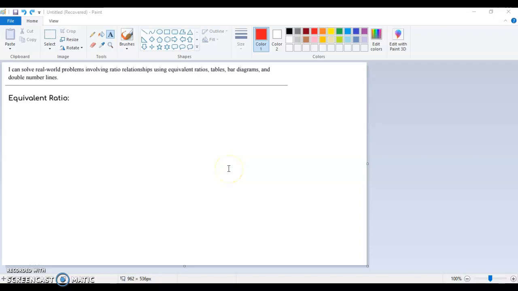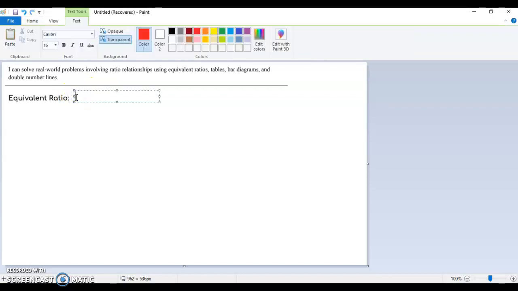Hello class, we're going to go ahead and start our second topic in this chapter. I can solve real-world problems involving ratio relationships using equivalent ratios, tables, bar diagrams, and double number lines. Let's start off with what is an equivalent ratio? Well, it is ratios that name the same comparison.